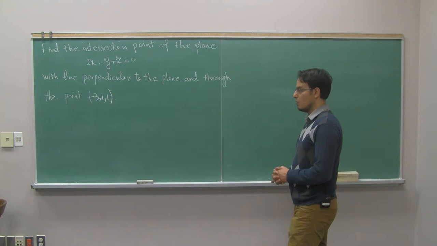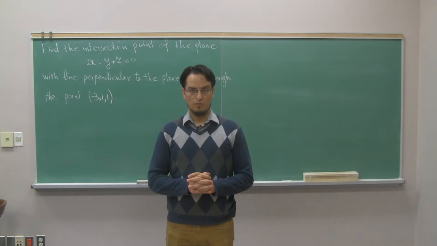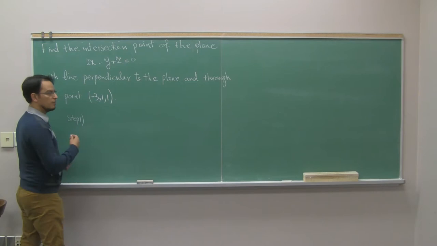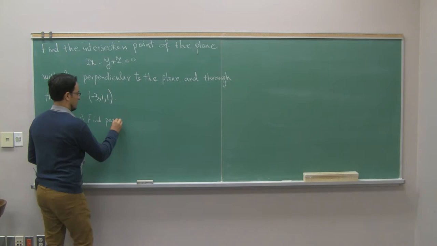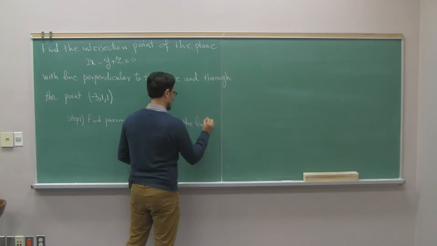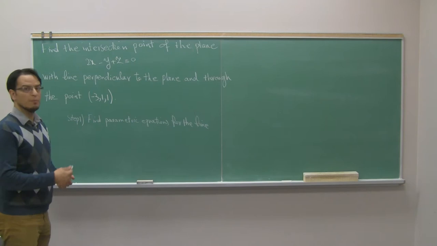What you need to know to be able to solve questions like this is that first you have to find parametric equations for the line. So step one to solve questions like this is to find parametric equations for the line. In some questions, the parametric equations are given, but in this specific question, they are not. Let's do step one and then proceed to the next steps.